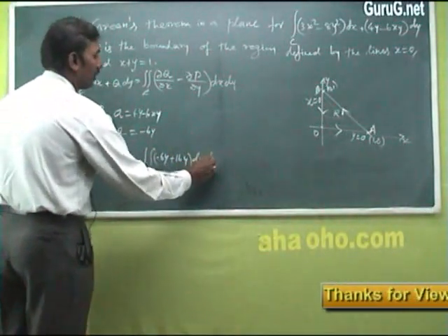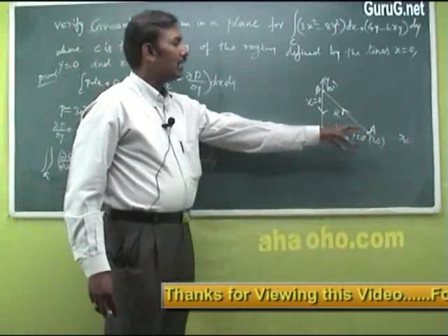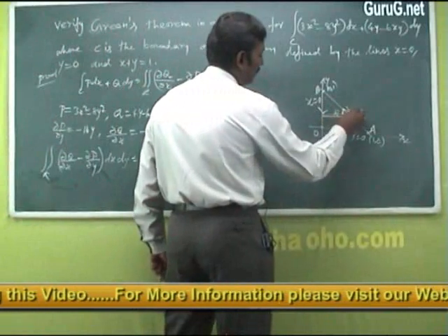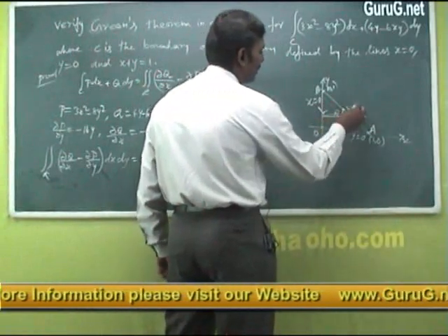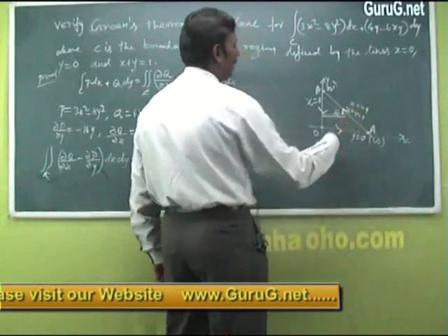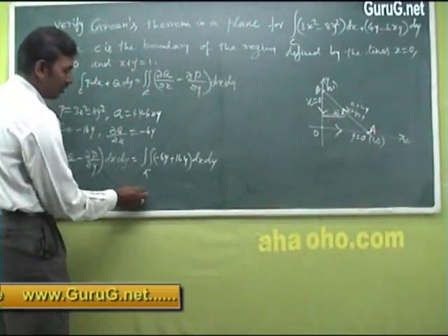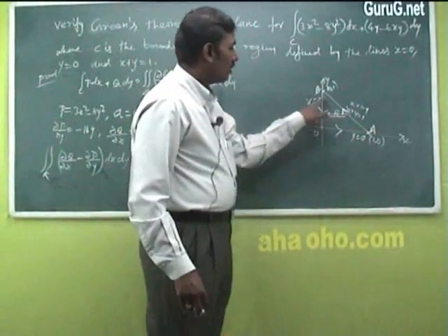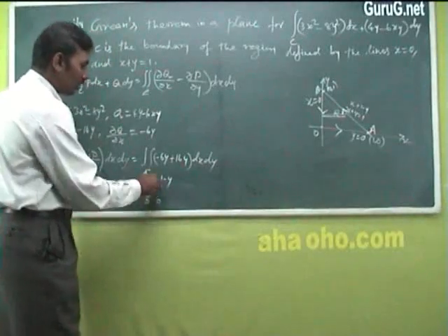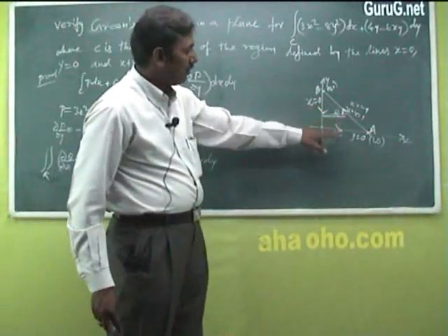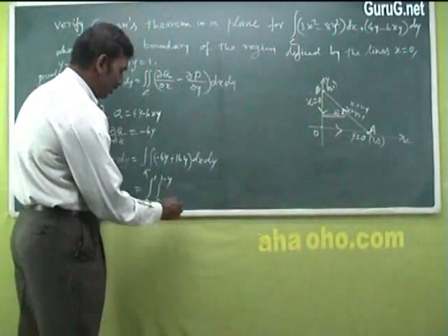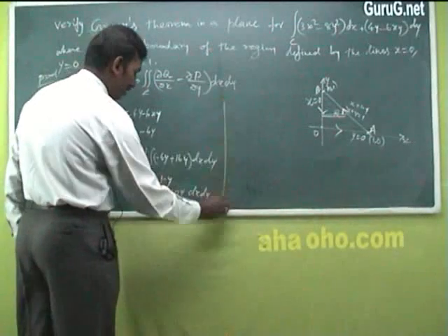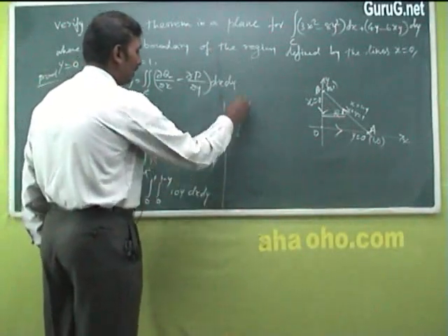Here R is a triangle like this, so you draw a horizontal strip. This one is x plus y equal to 1. So x varies from 0 to 1 minus y, and y varies from 0 to 1. So you move the strip from bottom to top, so y varies from 0 to 1. So 10y dx dy, right?